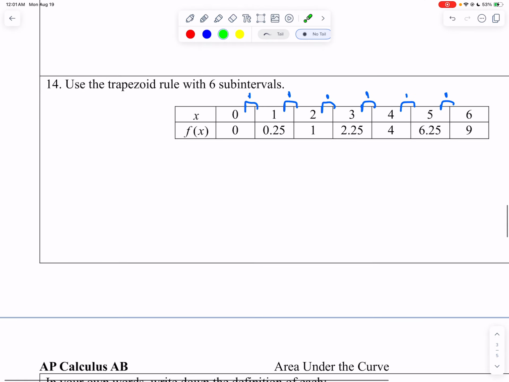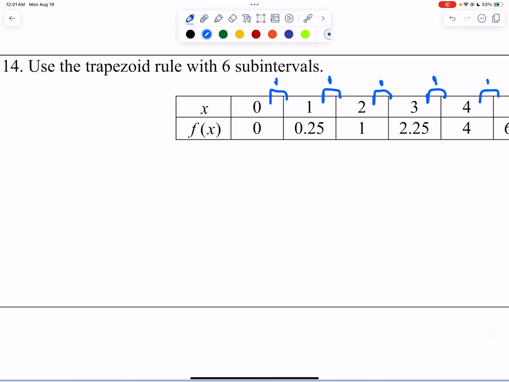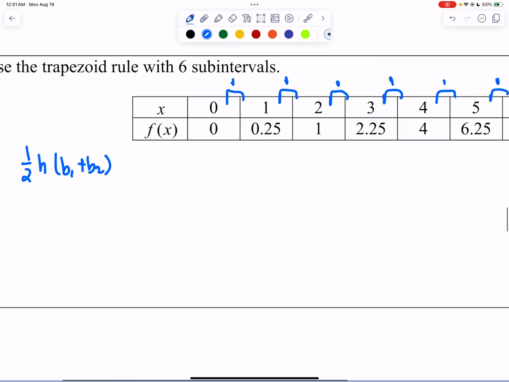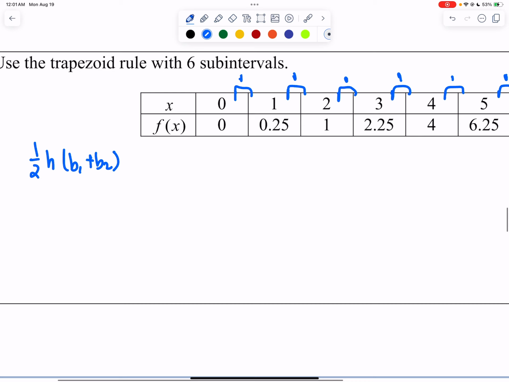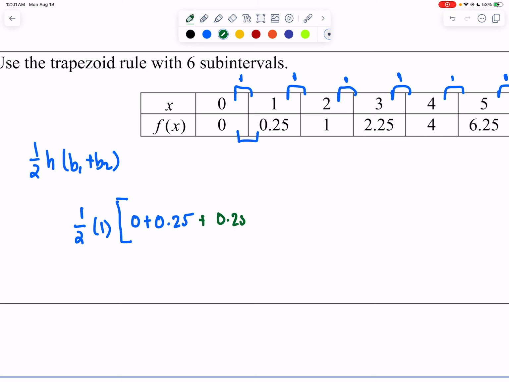So for my trapezoid, I'm going to have 1/2 height, base 1 plus base 2. Notice how you have a common height of 1 and a common 1/2, so I'm just going to take that out. And then I'm just going to go ahead and add 0 and 0.25 to represent my first trapezoid. Then 0.25 and 1 to represent my second trapezoid.